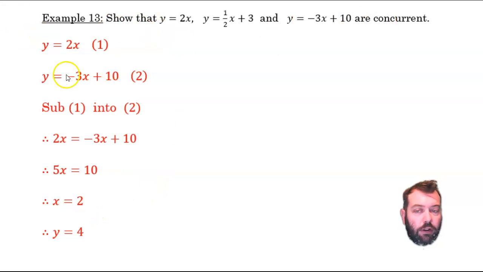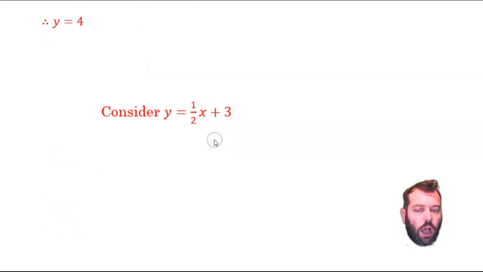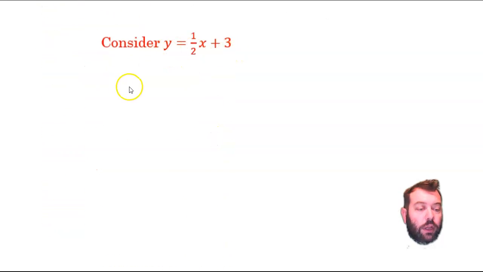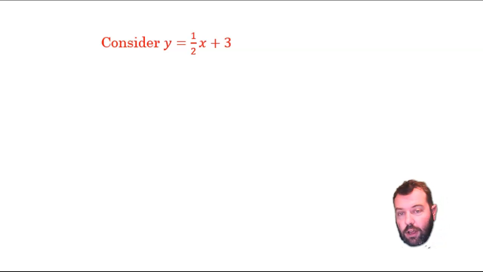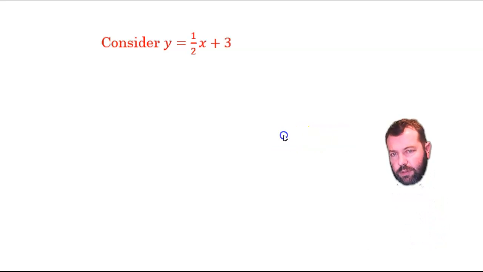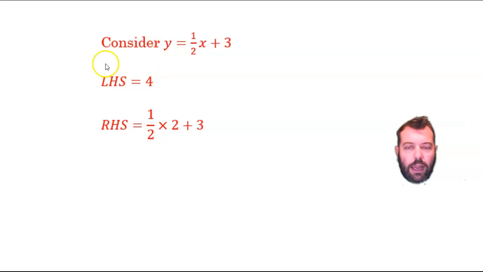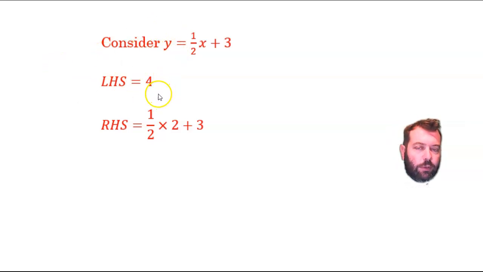Substitute back into any of our equations, but probably that first one. y equals 4. So we have shown that this line here, y equals 2x, and this line here, y equals -3x plus 10, intersect at the point (2, 4). Now I'm going to substitute the coordinates (2, 4) into this equation to see if they satisfy that equation. I'm going to do that by looking at the left-hand side and the right-hand side independently. So the left-hand side is just y, and y equals 4. So the left-hand side is equal to 4.